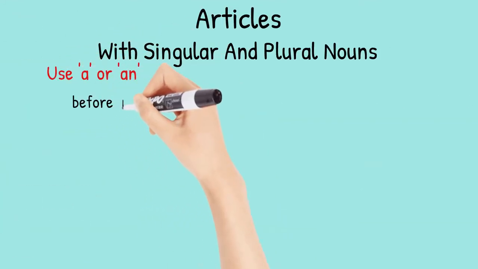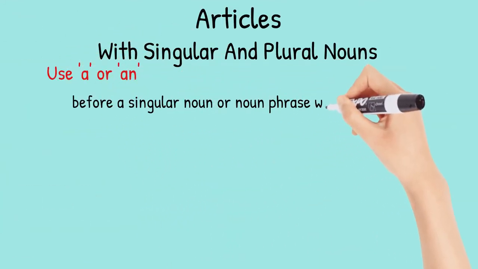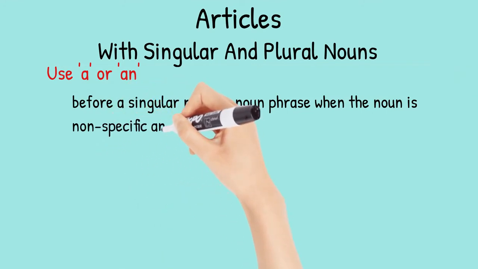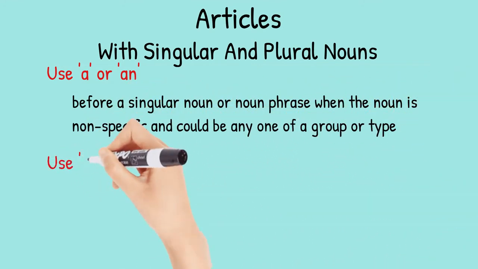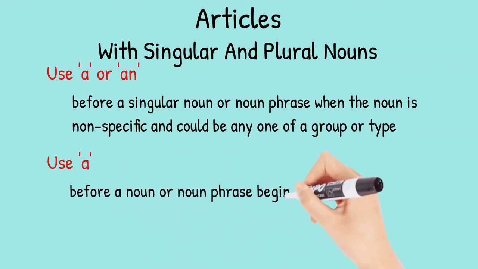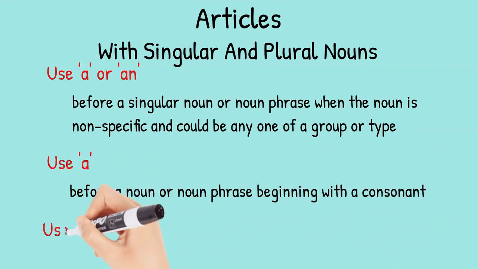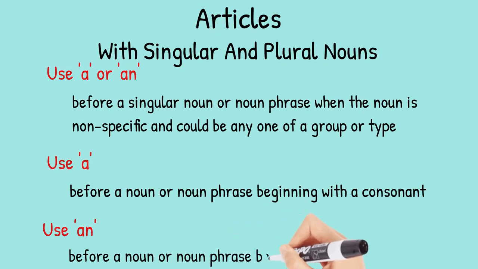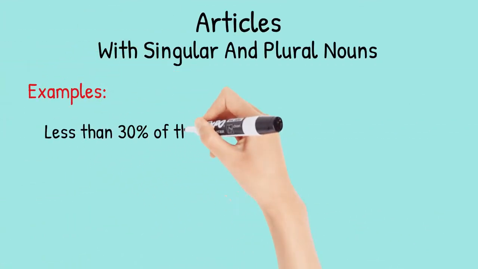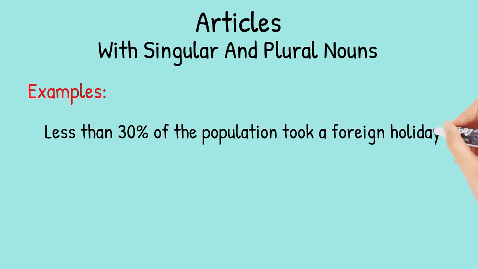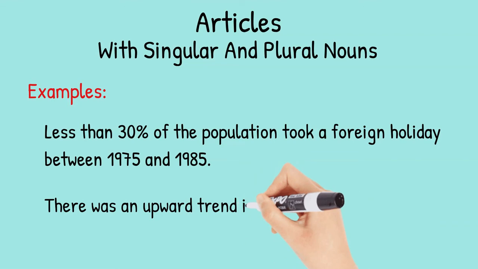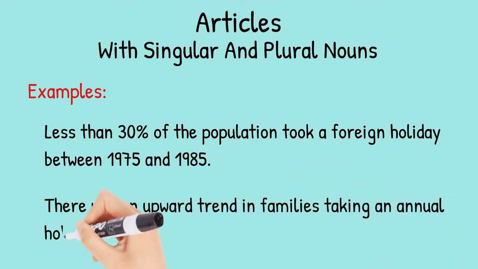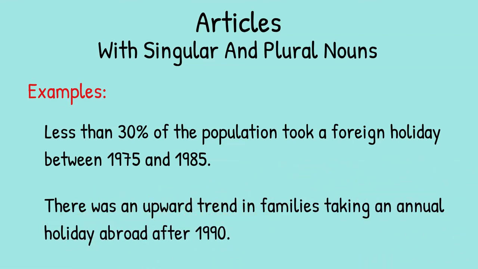Use a or an before a singular noun or noun phrase when the noun is non-specific and could be any one of a group or type. Use a before a noun or noun phrase beginning with a consonant. Use an before a noun or noun phrase beginning with a vowel. For example, less than 30% of the population took a foreign holiday between 1975 and 1985. There was an upward trend in families taking an annual holiday abroad after 1990.